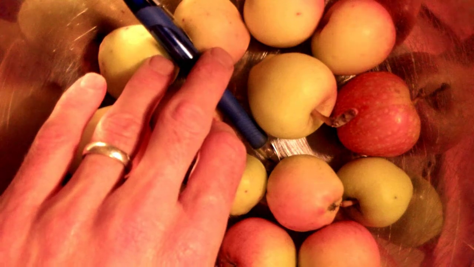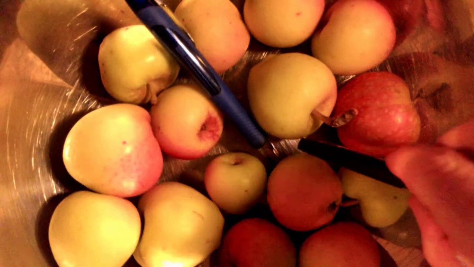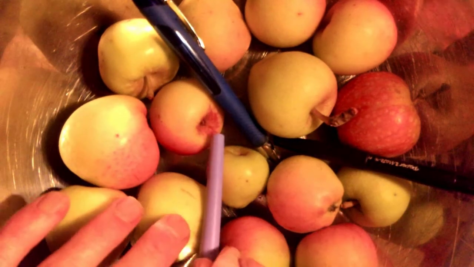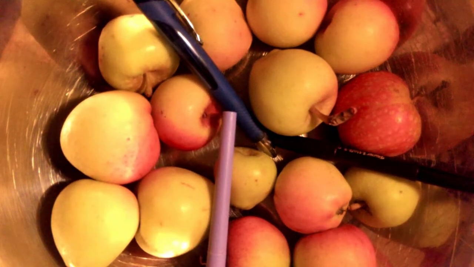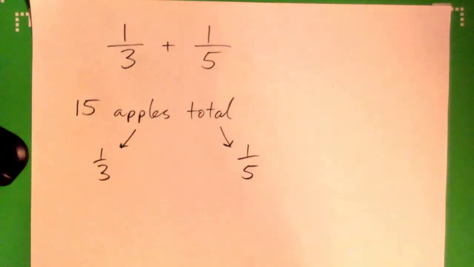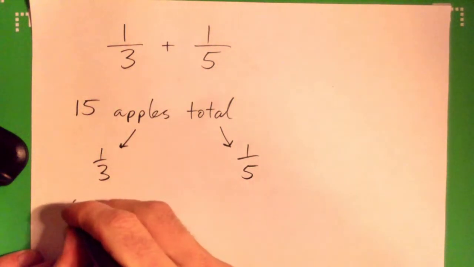Surely there's a smart way of doing this. 5, 5, and 5, right? That's a third. 5 here, 5 here, 5 here, right? So a third, if you split the 15 apples into 3, that's 5 apples, right? So 1/3 of them is 5 apples. You okay with that?